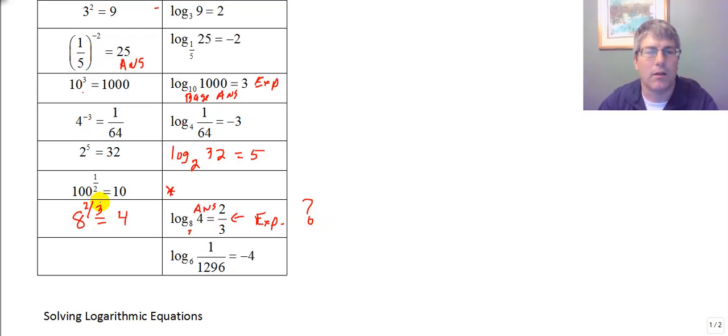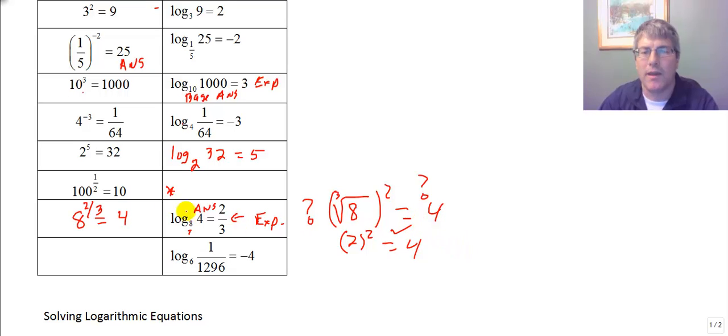Does that really work? Well, fractional exponent, we have power over root. So do we have the cube root of 8 squared, does that equal 4? Well, the cube root of 8 is 2, so we get 2 squared equals 4. Yeah, that checks out. So that works. That makes sense. So log base 8 of 4 is 2/3. And I will let you go ahead and convert this final one from logarithmic form into exponential form.